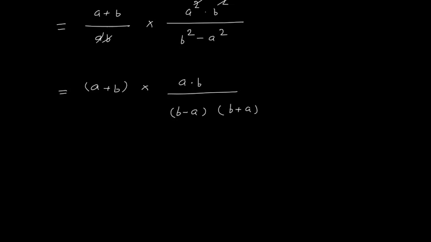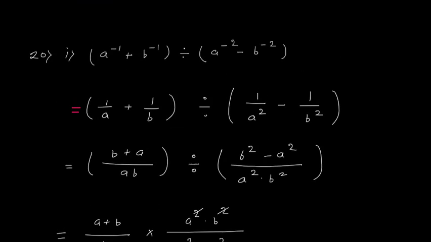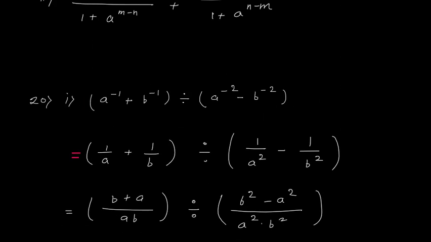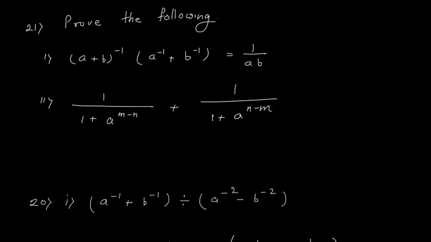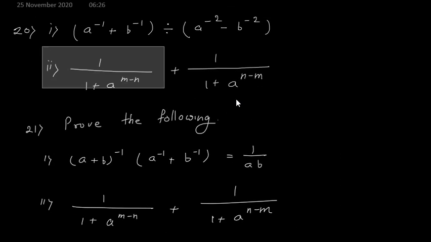Now this b plus a and this a plus b are the same thing. We say b plus a or a plus b, so you can cancel this and your final result is a into b divided by b minus a. So this is your simplification of this question. Now one more question is there.